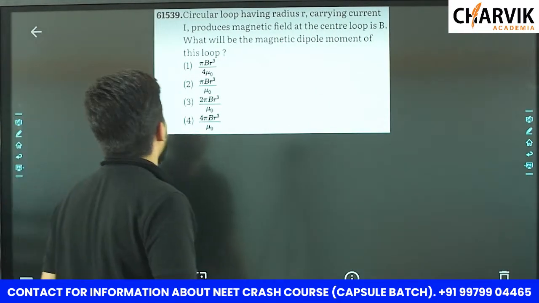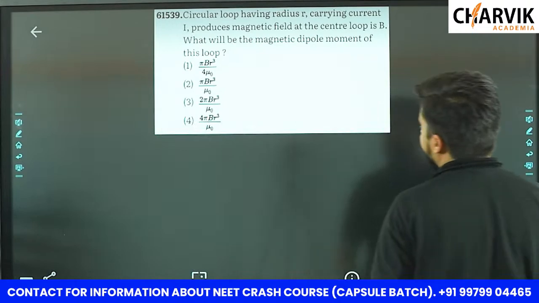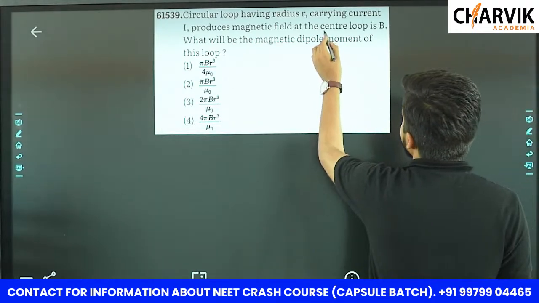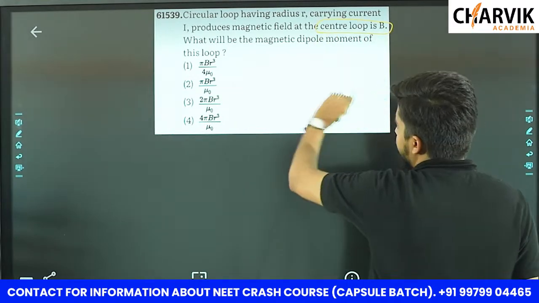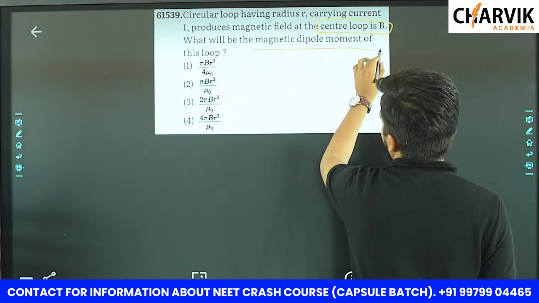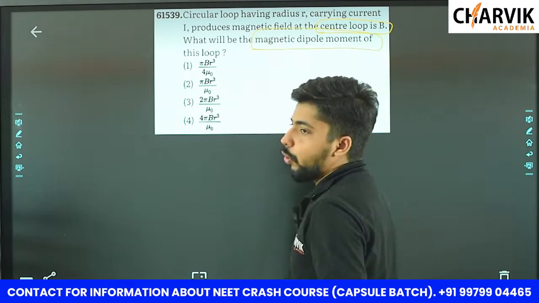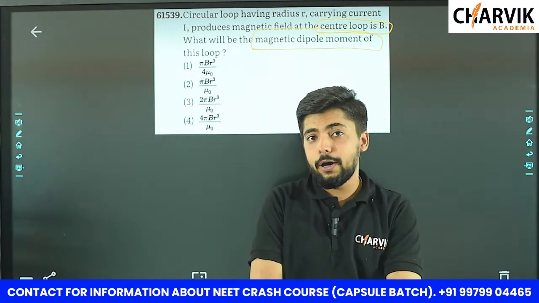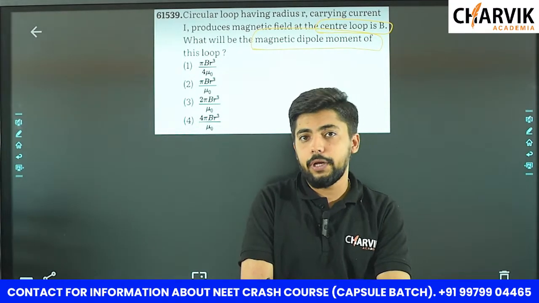Let us move to the next question. A circular loop having a radius R carrying current I produces a magnetic field at the center of the loop of B. What will be the magnetic dipole moment of this loop? Now you all are very well aware of the formula of the magnetic dipole moment. There are two kinds of magnetic dipole we have discussed.